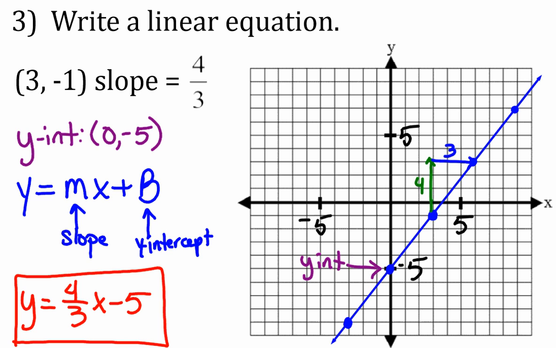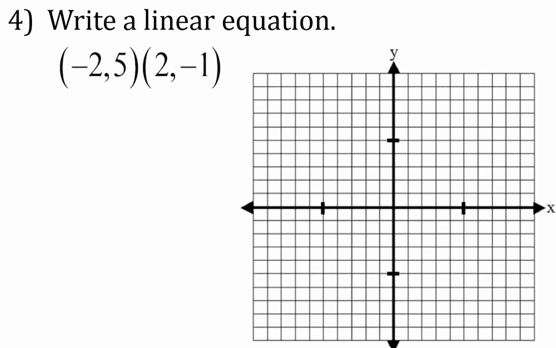Well, let's see if we can write the equation of a line given 2 points. Here we have the points (-2, 5) and (2, -1) on the line. Again, before we can graph, we need a scale to accurately represent the location of these points. So if I plot my points, (-2, 5) and (2, -1), these are going to be on our line.